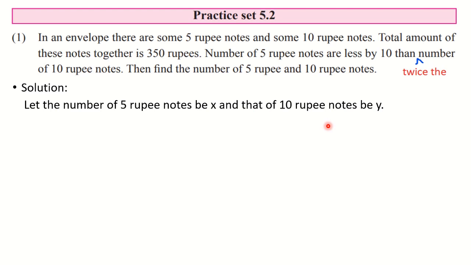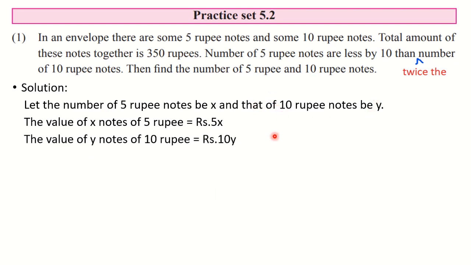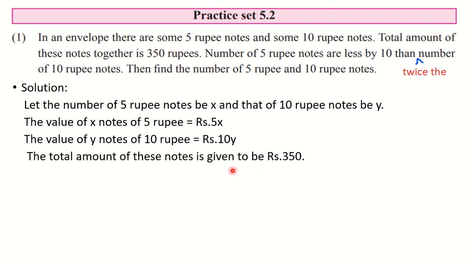Now let us make use of the conditions. See the first condition: the total amount of these notes together is 350 rupees. So the value of 5 rupee notes will be 5x. Correct? The value of 10 rupee notes will be 10y. And together their sum is given as 350. So what can we write down? 5x plus 10y is equal to 350. According to the first condition, we got the equation 5x plus 10y is equal to 350.